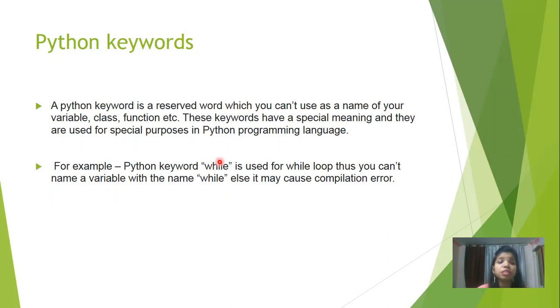Now, first of all, what are Python keywords? Keywords are reserved words, meaning they are defined words, and you can't use those words for any other reason. The meanings are already fixed. For example, while. So while is fixed, and will be used for the while loop only. So these are called keywords.